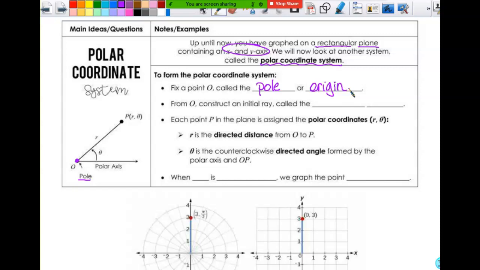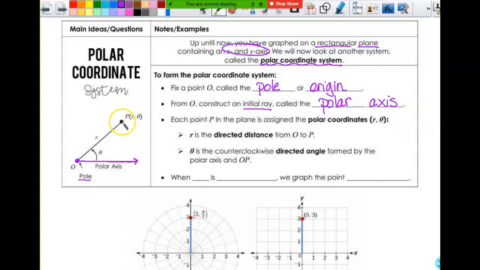Then from point O, we construct an initial ray. So here's our initial ray that we get. That's called the polar axis. So instead of having an x and y axis that intersect perpendicularly, you only have basically half of one of those. You just have a ray, kind of like the positive x-axis. That's like the only part you got.